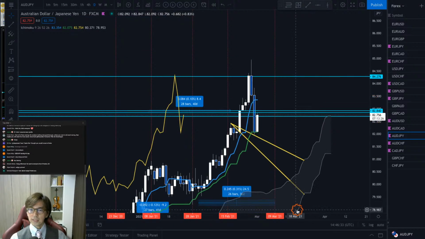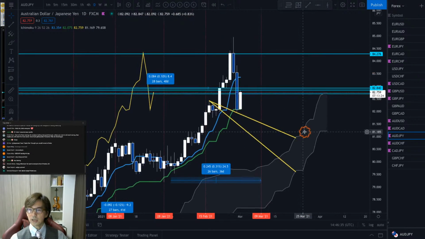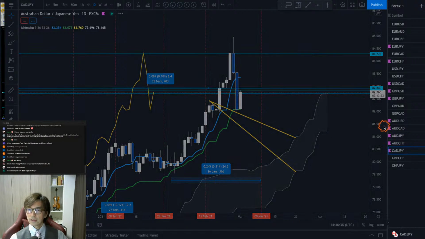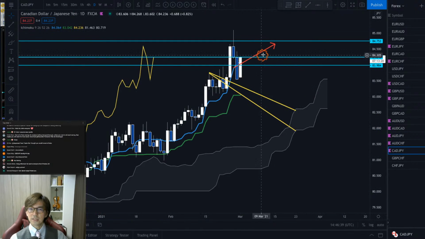So let's check some other charts now. CAD-JP. This is still flat. The Kumo flat, Kijun-sen flat. So looks like it's been ranging overall. There's no trend basically. So this is a difficult day to take trades today.